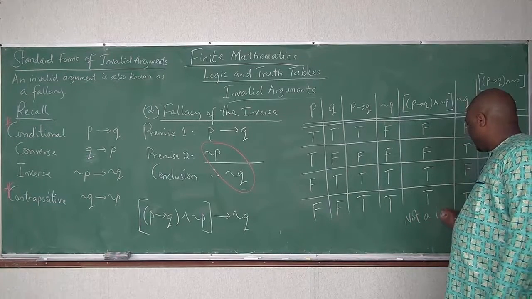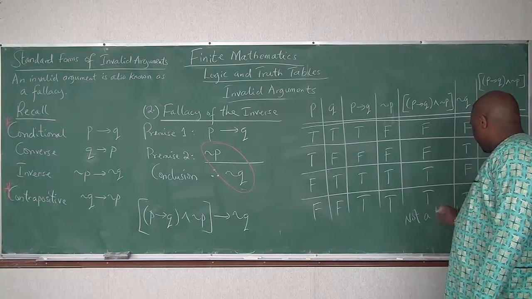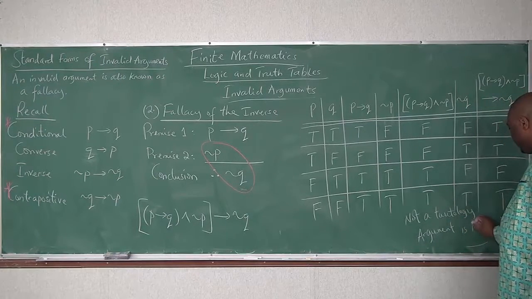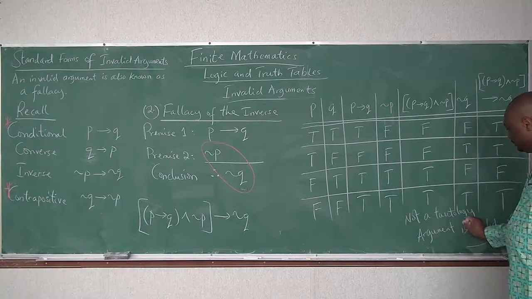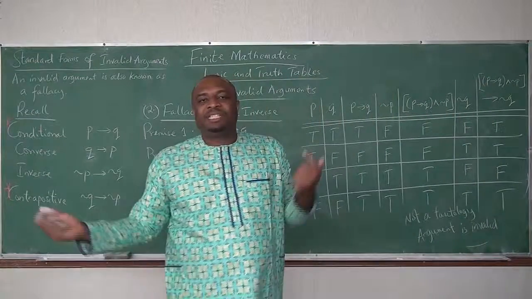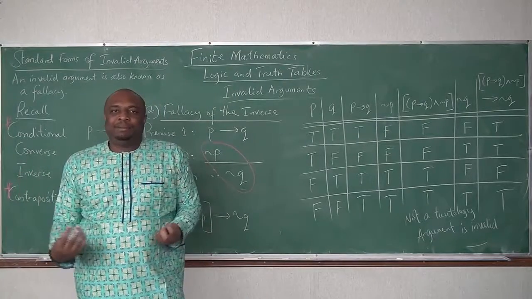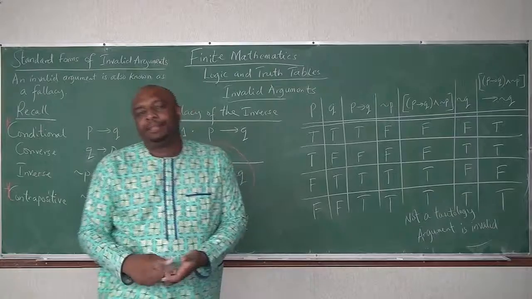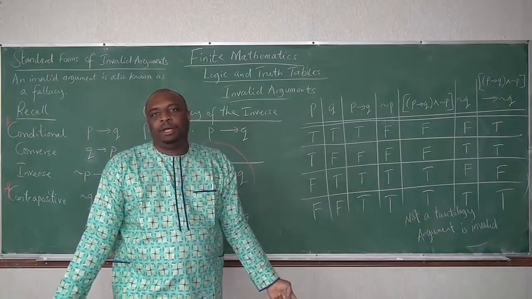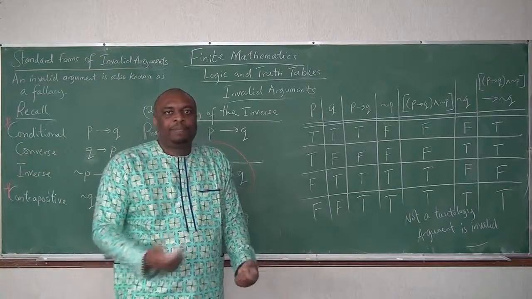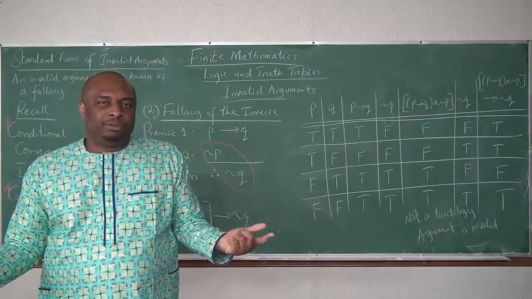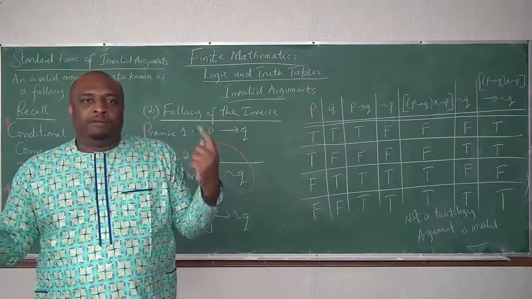Not a tautology, argument is invalid. It is a contingency. Not a tautology, therefore the argument is invalid. So anytime we are asked to analyze an argument, the first thing we want to do is to put it in symbolic form, and check whether it corresponds to any of the valid forms or invalid forms. If it does, then it makes our work simpler. If it does not, then we use either of the two methods I taught in the previous video to determine the validity or invalidity of the argument.